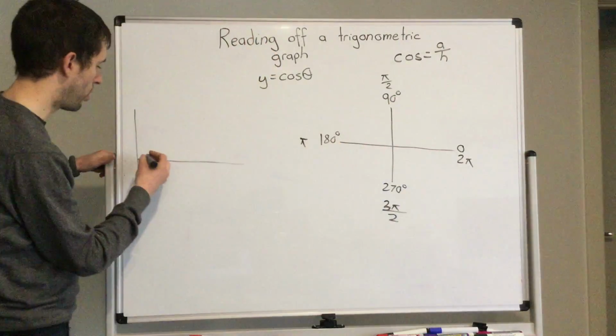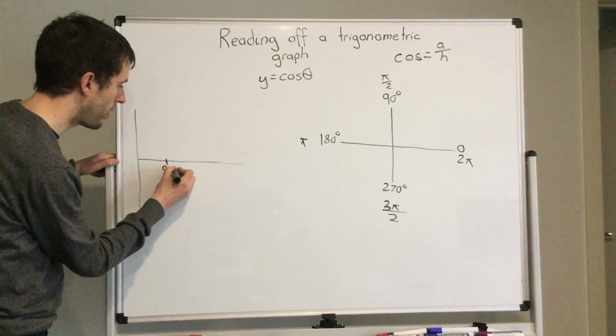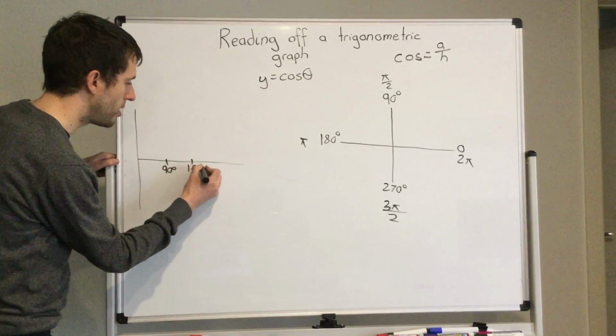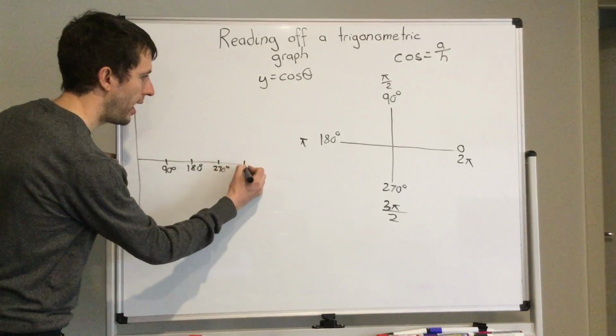So once we've done that, I'm going to put that onto our graph because the period of our circle is 2 pi. So I'm going to break my graph down into 90 degrees, 180 degrees, 270 degrees, and finally 360 degrees.